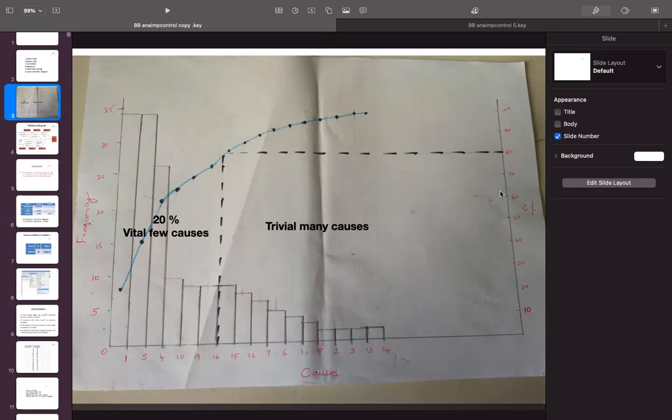So why are we doing Pareto? To identify that most important cause. So in this situation, we have 1, 5, 4, 10, 9, and 16. These are the most important causes. That is 20% of the causes leading to 80% of your problems.